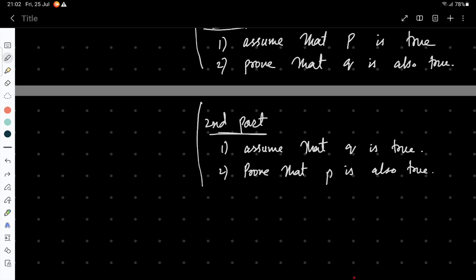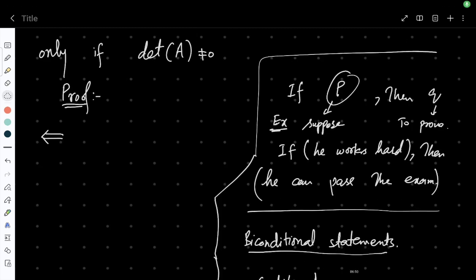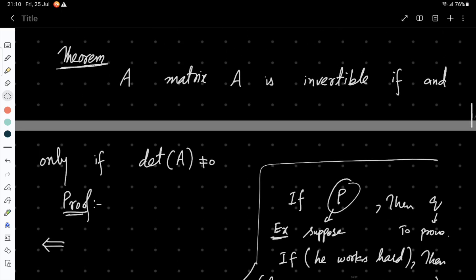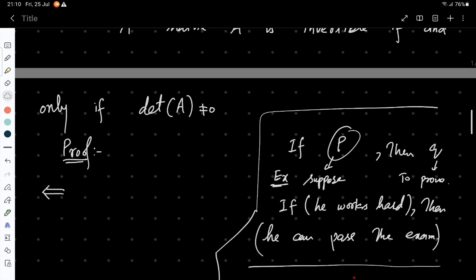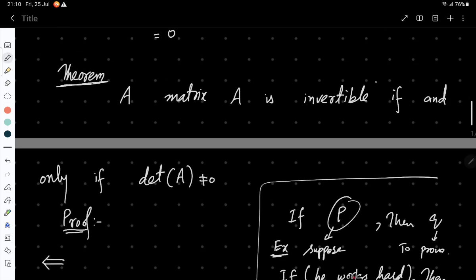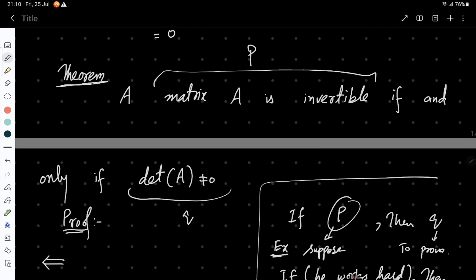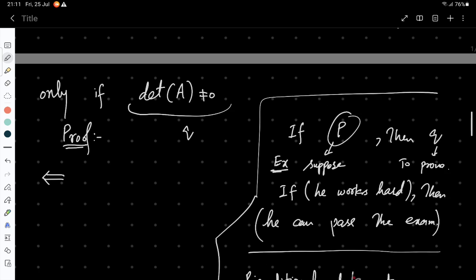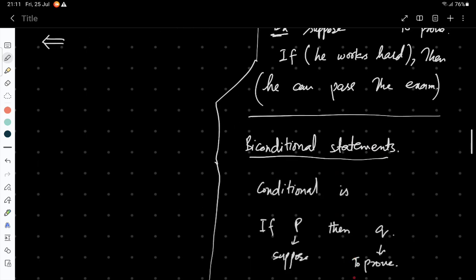Now we can come towards the proof. I will prove the second part first, because in this theorem this statement is P, this statement is Q. The P statement is a matrix is invertible, the Q statement is the determinant is not zero. You can prove the first part first, whatever you prefer, but I am going to prove the second part first.